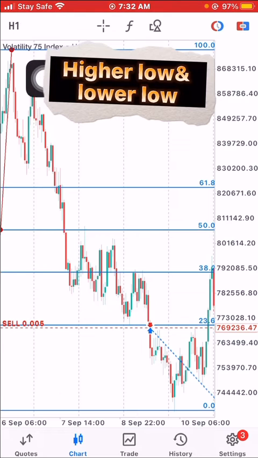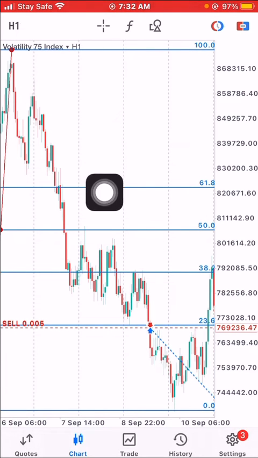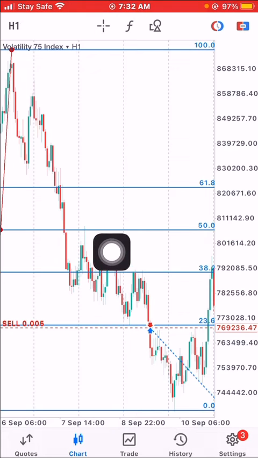You can see higher low, lower low, higher low, lower low, higher low, lower low, another lower low, another higher low. So you see the market is just trending from a very long position. So that's to let you know that the market has a tendency of creating lower highs and lower lows. That's to tell you that this market is typically in a downtrend. This is a downtrend market.